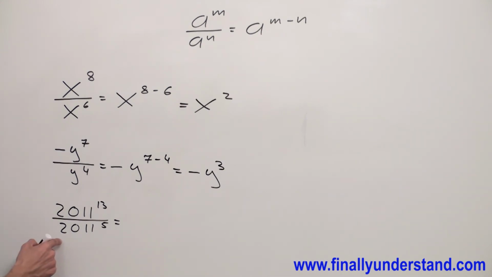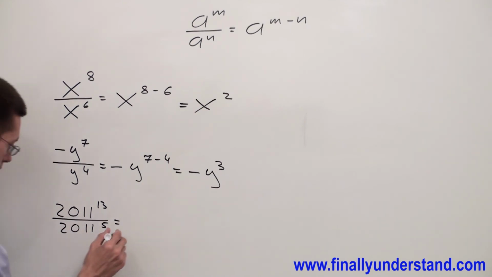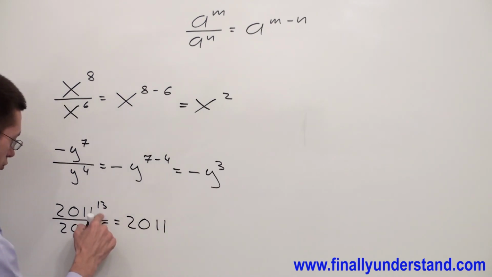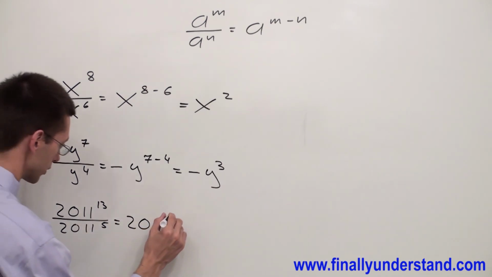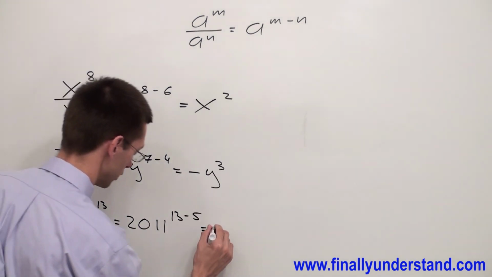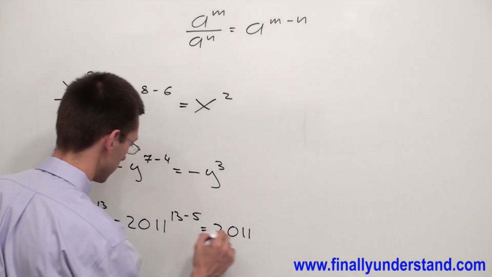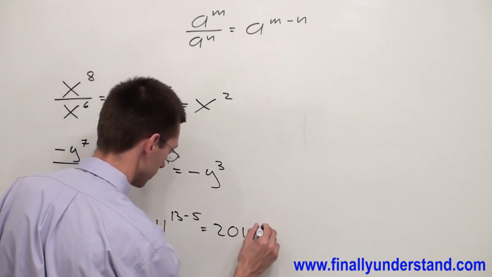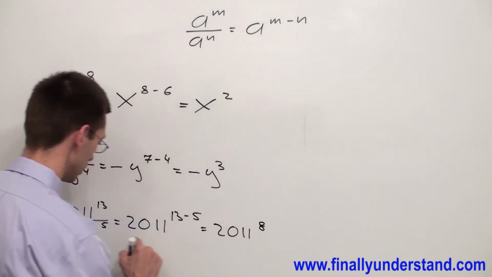Now let's take a look at another example. The base is 2011. That's why I'm going to keep this base, 2011, and I'm going to subtract the exponents, 13 minus 5, which is going to be equal to 2011 to the 8th, since 13 minus 5 is 8. This is the solution to my problem.